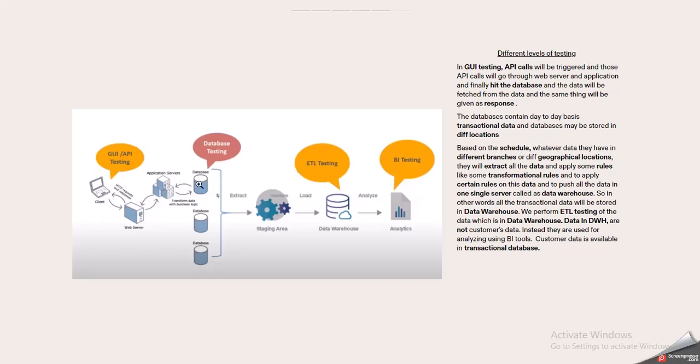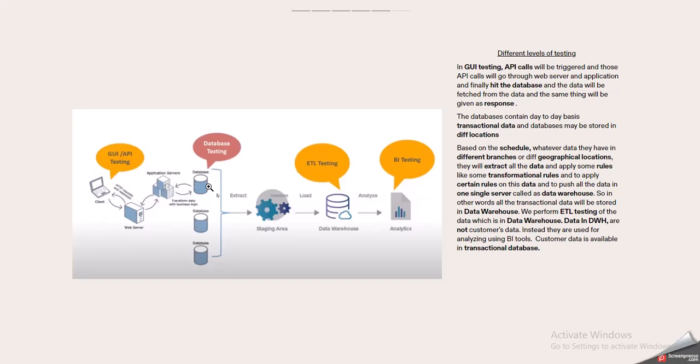Now this database might be in Kolkata, this might be in New York, this might be in Mumbai. So the database might have different branches, and they might be in different locations also.